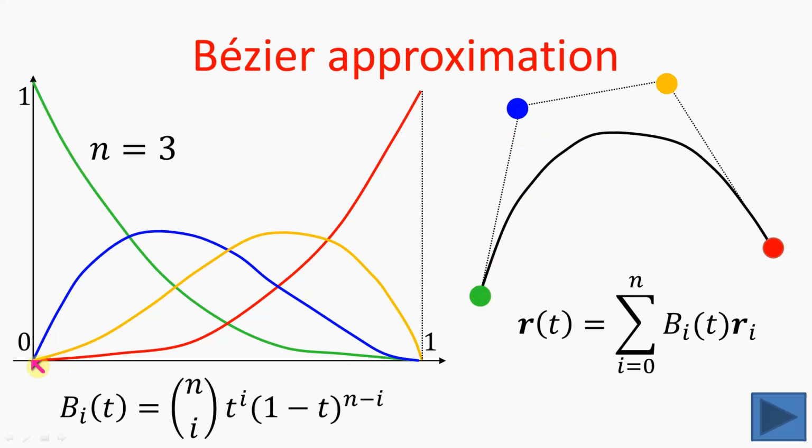When t is 0, we can recognize that the green control point has weight 1 and all other control points have weight 0. So the center of mass of this mechanical system will be in the green control point. The Bézier curve will interpolate its very first control point. If we increase t, then the green control point will lose control quite quickly and the blue control point will be dominant, but not fully dominant, because even when the blue weight is maximal, the green, yellow and red control points still have some effect on the curve.